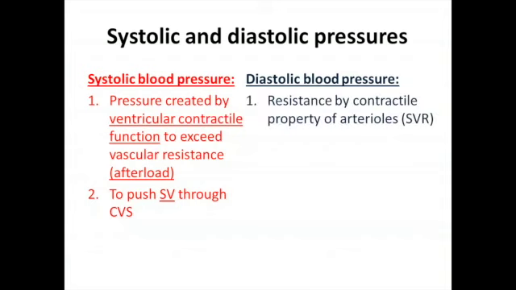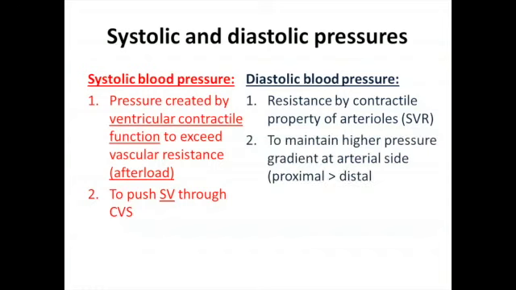What about diastolic blood pressure? It is the resistance by the contractile property of arterioles, systemic vascular resistance. To begin with, we understood that diastolic blood pressure is initially created by the energy stored in the large arteries, stored in the elastic recoil, but propagated and maintained all over the circulation. So the lowest blood pressure detected in the arterial compartment at any time should be the diastolic blood pressure, maintained because of the systemic vascular resistance, which is a function of the arterioles.